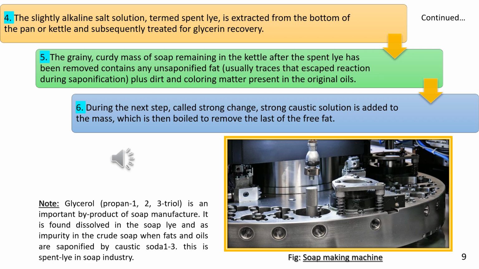Number 4. The slightly alkaline salt solution, termed spent lye, is extracted from the bottom of the pan or kettle and subsequently treated for glycerin recovery. So, the alkaline salt solution, also called spent lye, is extracted from the bottom of the pan or kettle and further proceeds for the recovery of the glycerin.